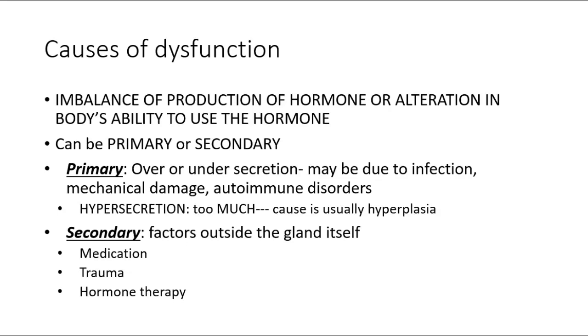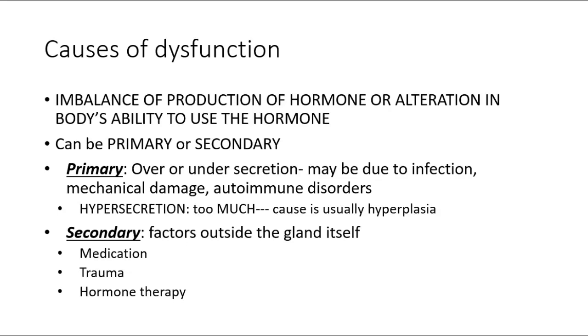Oftentimes when we're having too much secretion, the cause is usually hyperplasia, an overgrowth of the cells for some reason. And secondary is factors outside of the gland itself. Certain medications that we take, having trauma to the area, or having hormone therapy. So the gland isn't the issue. The problem lies outside of the gland, but it affects it.